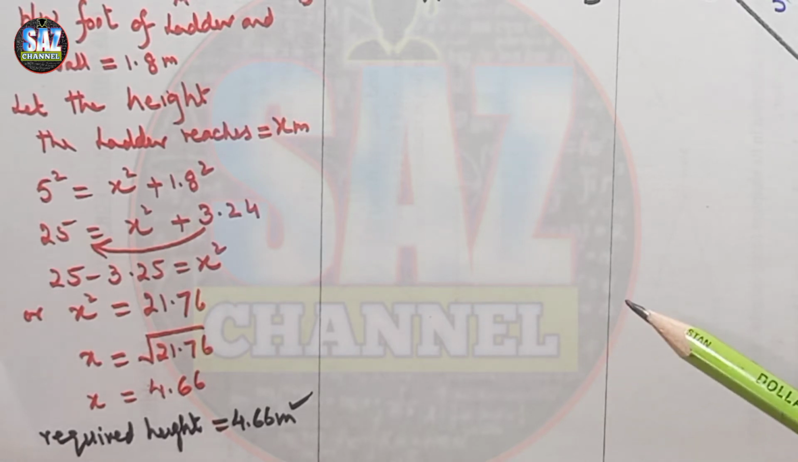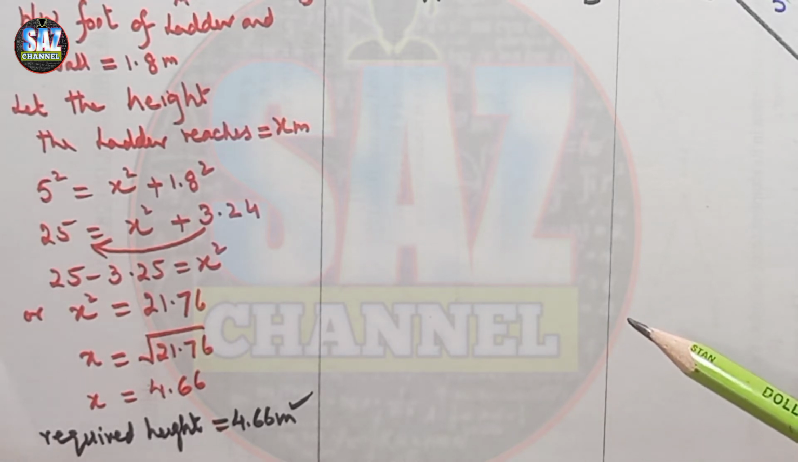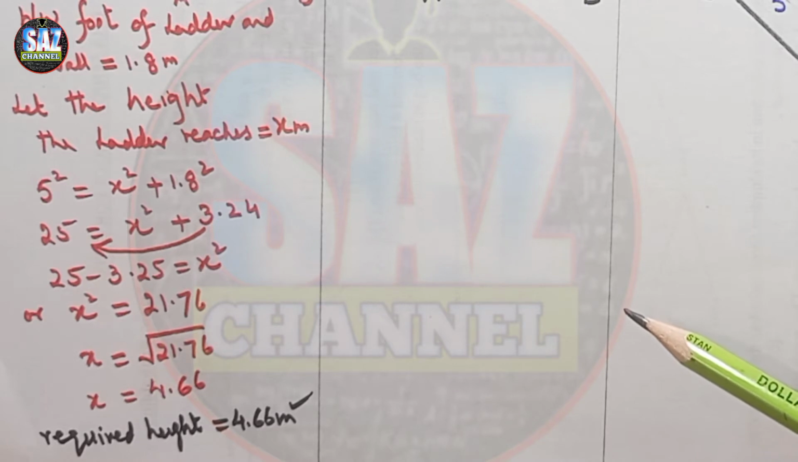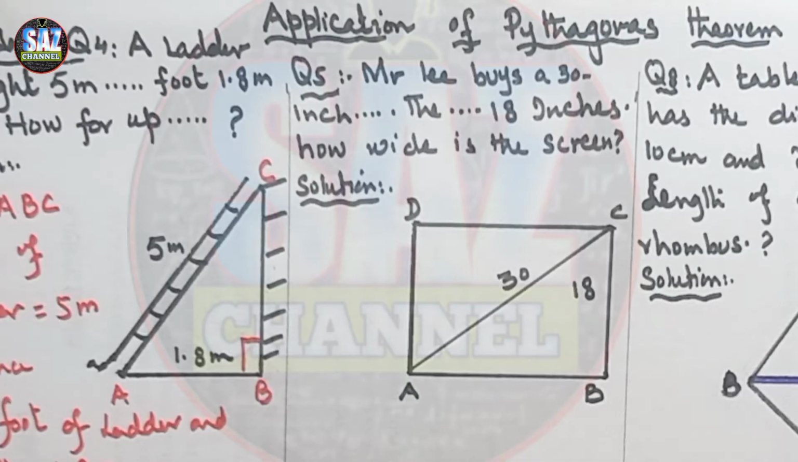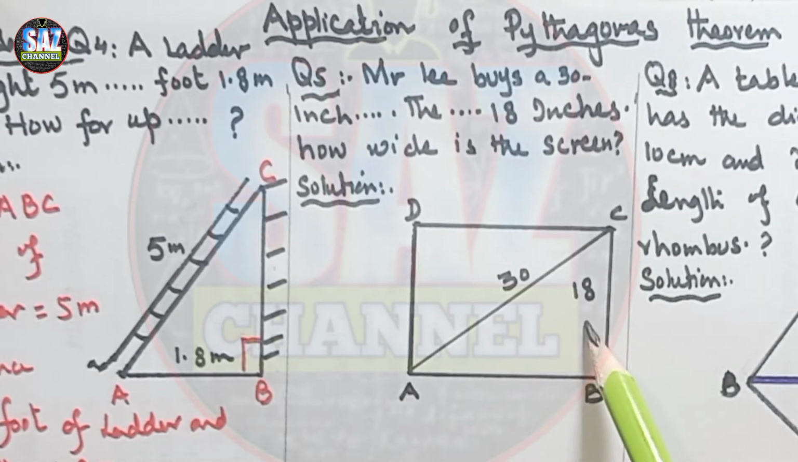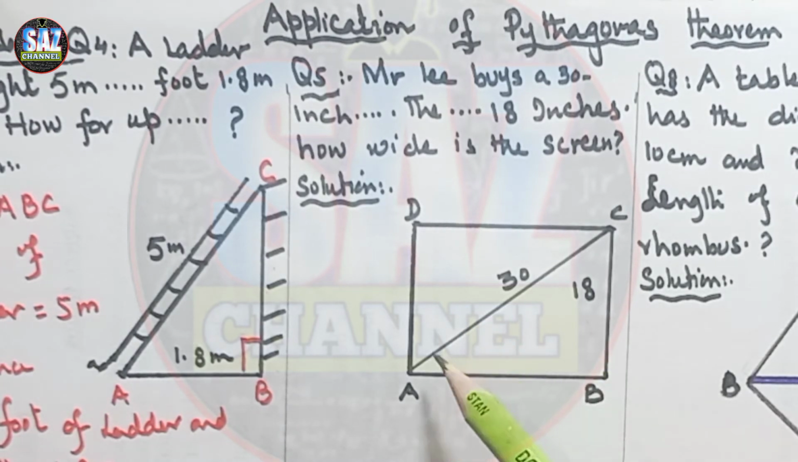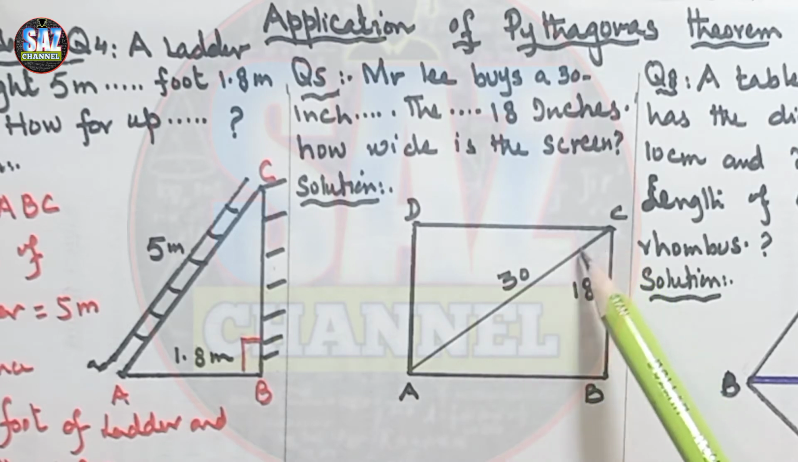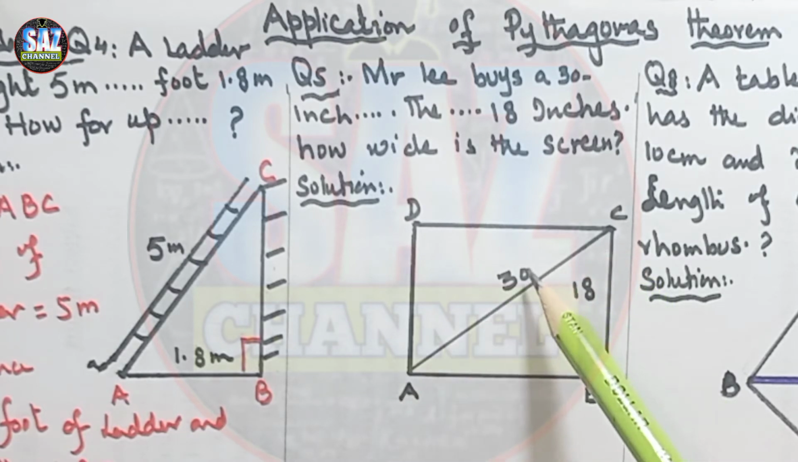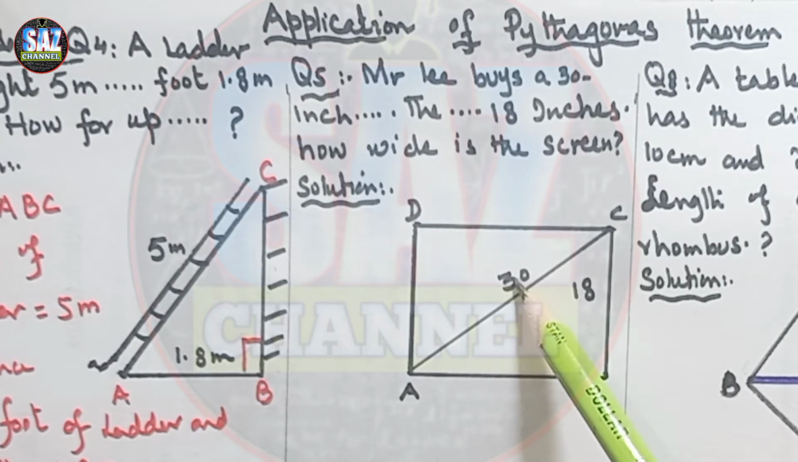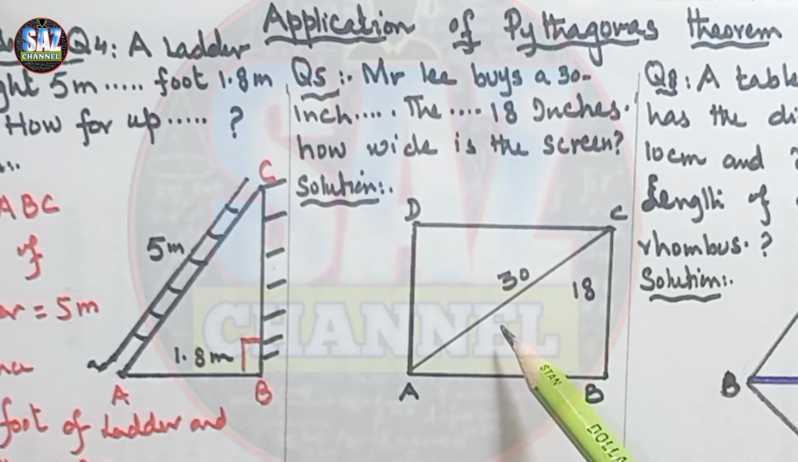Let me read the question from the book. As the questions are long, I've written the questions in short form. Question 5 says, Mr. Lee buys a 30 inches television. The height of the screen is 18 inches. Given that television screens are measured across the diagonal, this 30 inches is actually the diagonal of that screen, or the length of the diagonal is 30 inches. We have to find how wide the screen is.